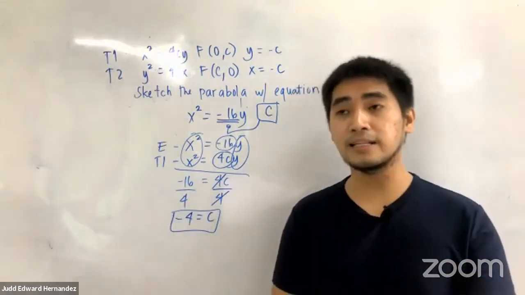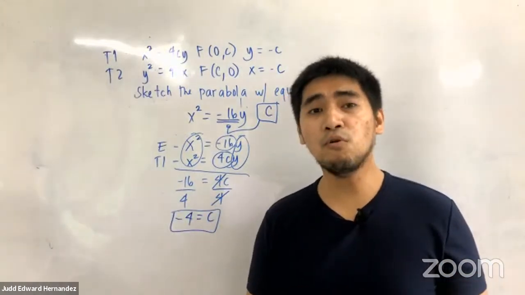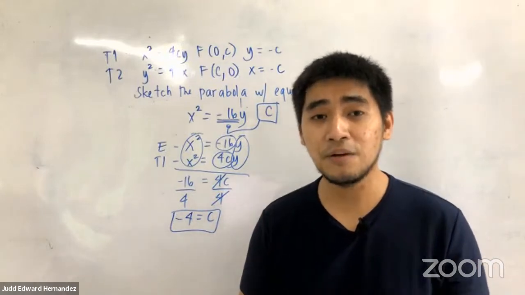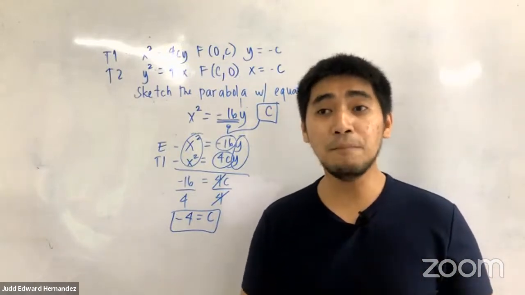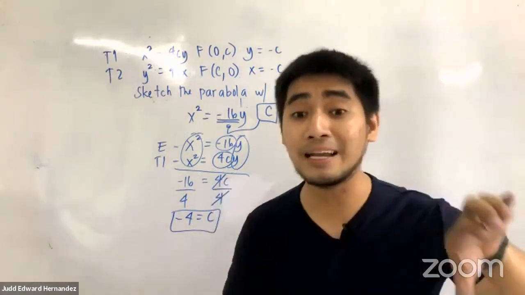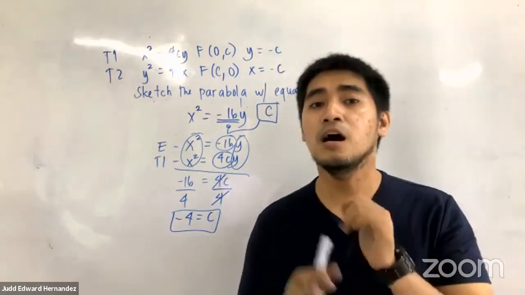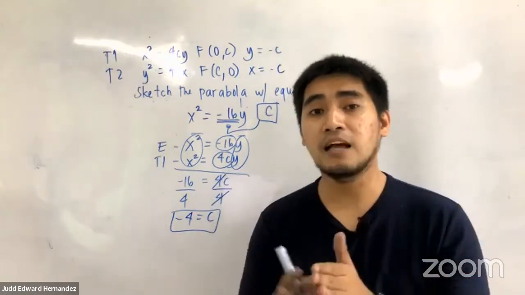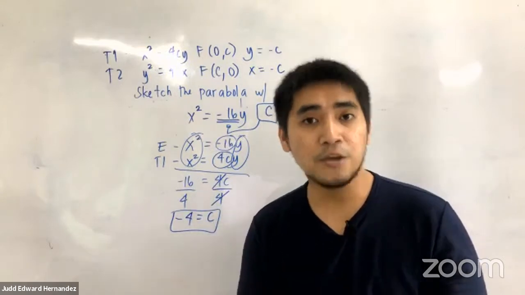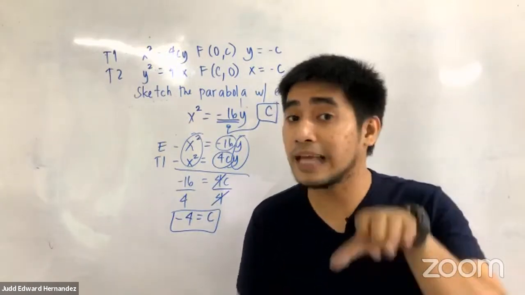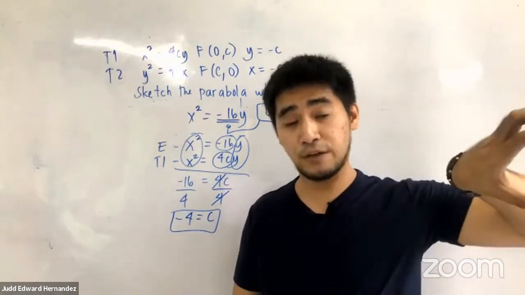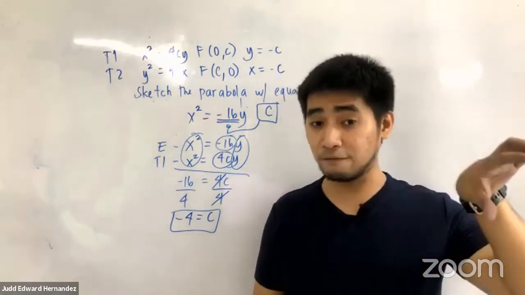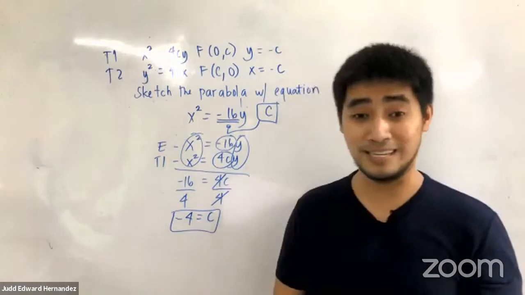Tandaan mo, guys, kapag ang nakukuha mong value ng C ay negative, ibig sabihin, yung parabola mo ay talagang pababa or pakaliwa. Remember that if you got a value of negative C, your parabola will open downward or to the left dahil negative yung nakuha mong C.